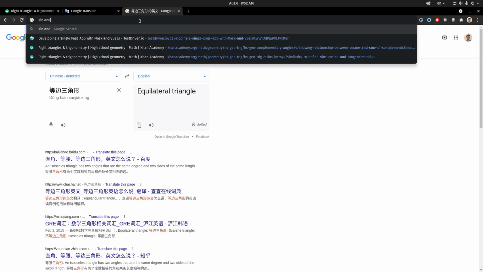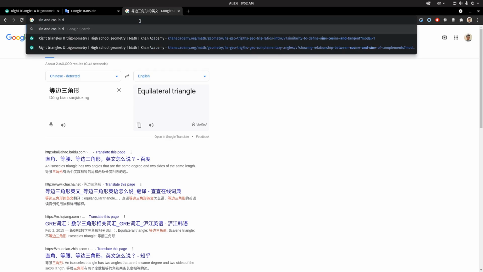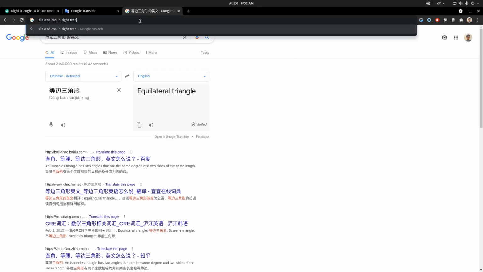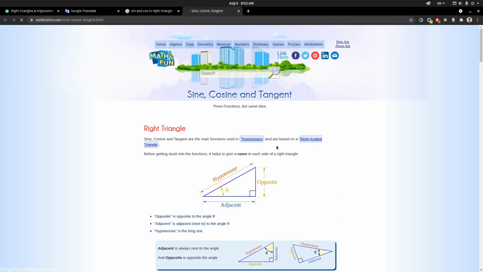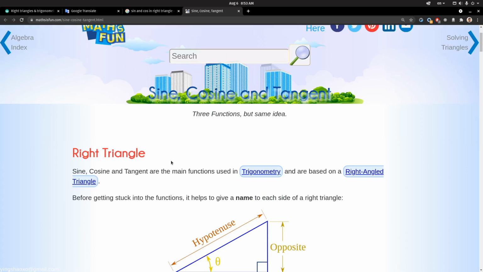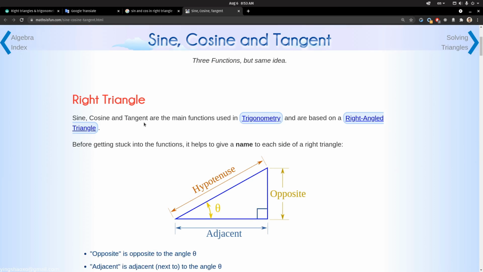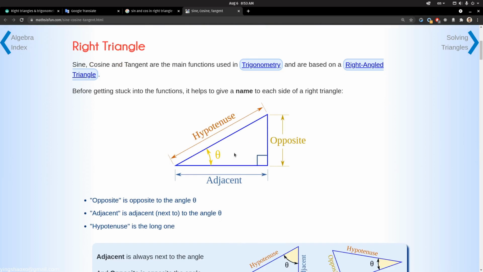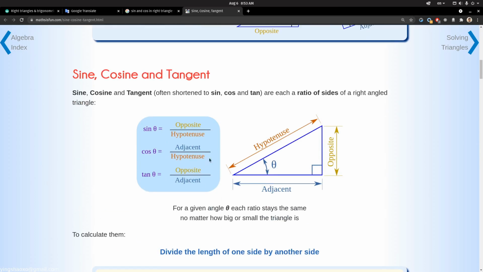Let me do this. Sine and cosine in right triangle. Then by doing this search, it will lead us into a page or a website called Math is Fun. This website is good because it has a lot of basic concepts about mathematical terminology, and you can get into it and learn those concepts.